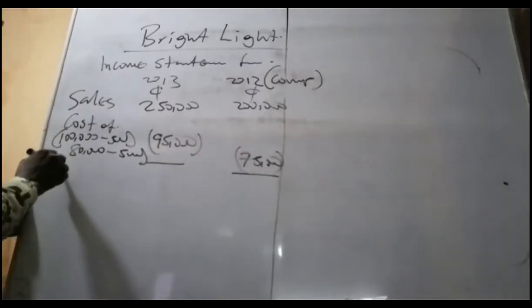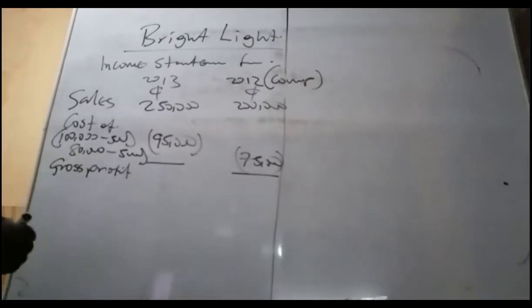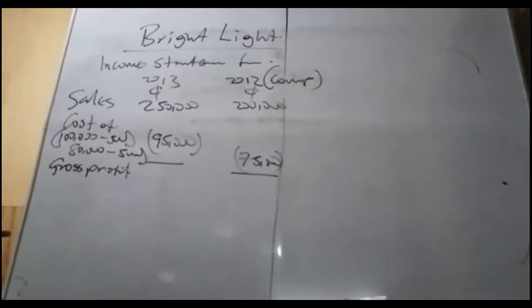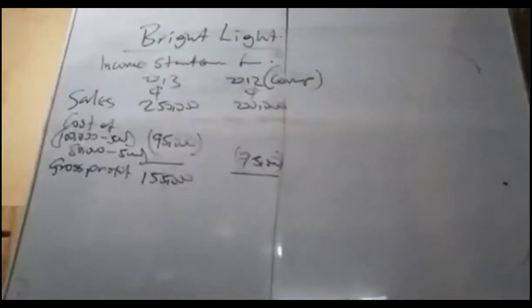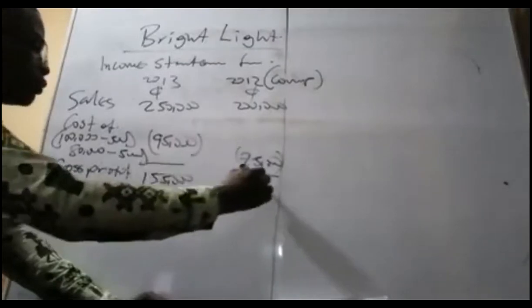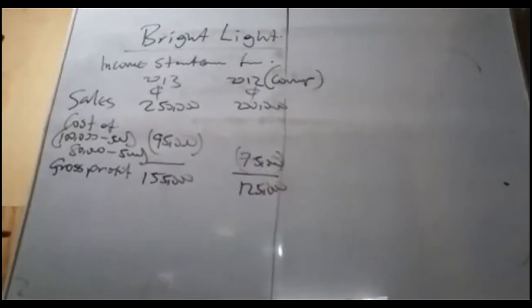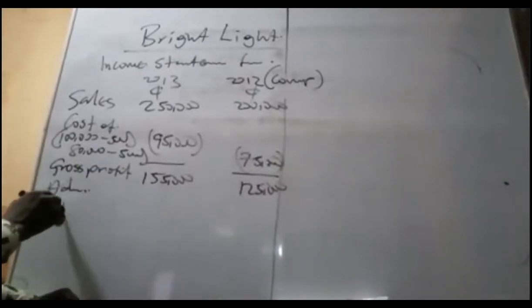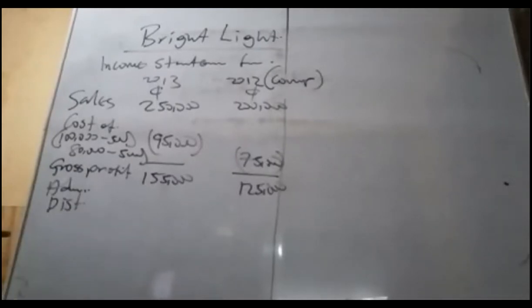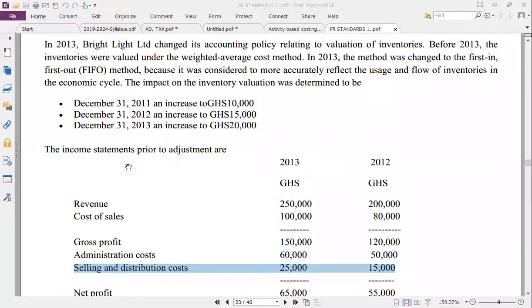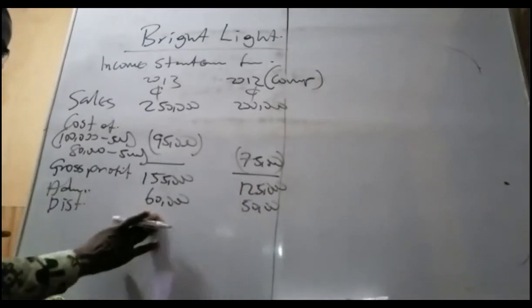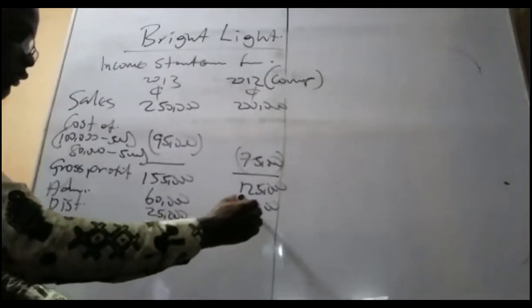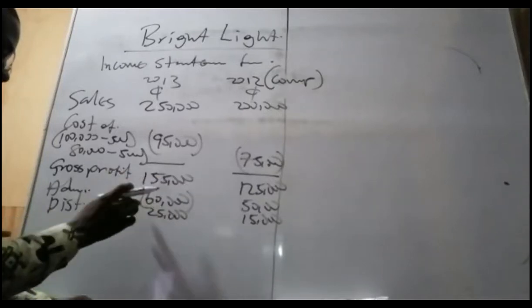Okay, so what would be the gross profit? What will be the gross profits? 155,000. And this is 125,000, right? Okay. Then the expenses, admin and distribution, nothing affects that. So just copy them from the question directly. From the question, admin is 60 and 50, and 25 and 15. Good. Put them in brackets. That suggests that we are subtracting.